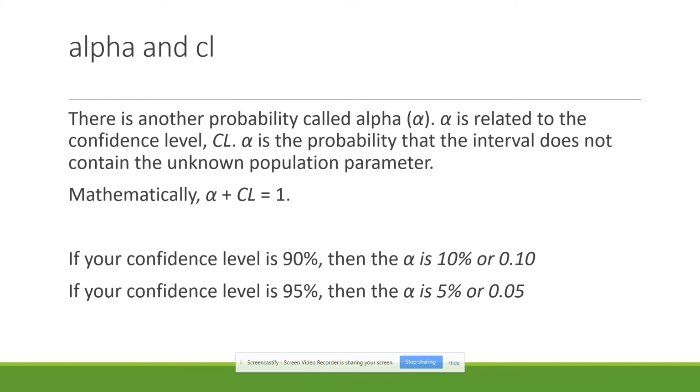Mathematically, alpha plus the confidence level equals 1. If your confidence level is 90%, then alpha is 10% or 0.10. If your confidence level is 95%, then your alpha is 5% or 0.05.